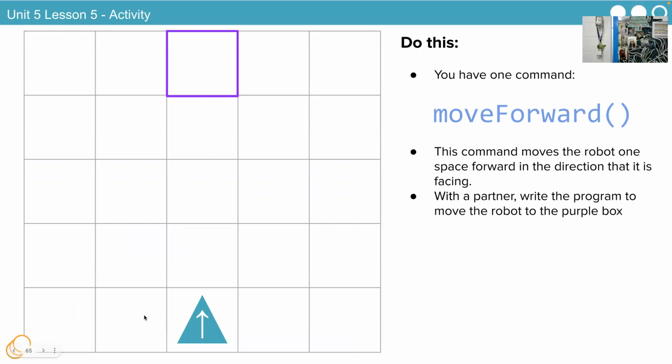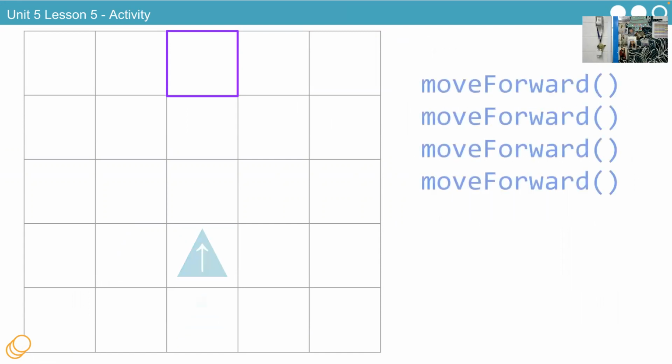Okay, so place your triangle in the middle, the bottom middle square pointing up. And we just have one command today, move forward. So when you see that command, it's going to move the robot one square up. And if we then use this command 4 times, it's going to move your little triangle guy all the way to the top. So go ahead and run this 4 times and move your guy to the top.